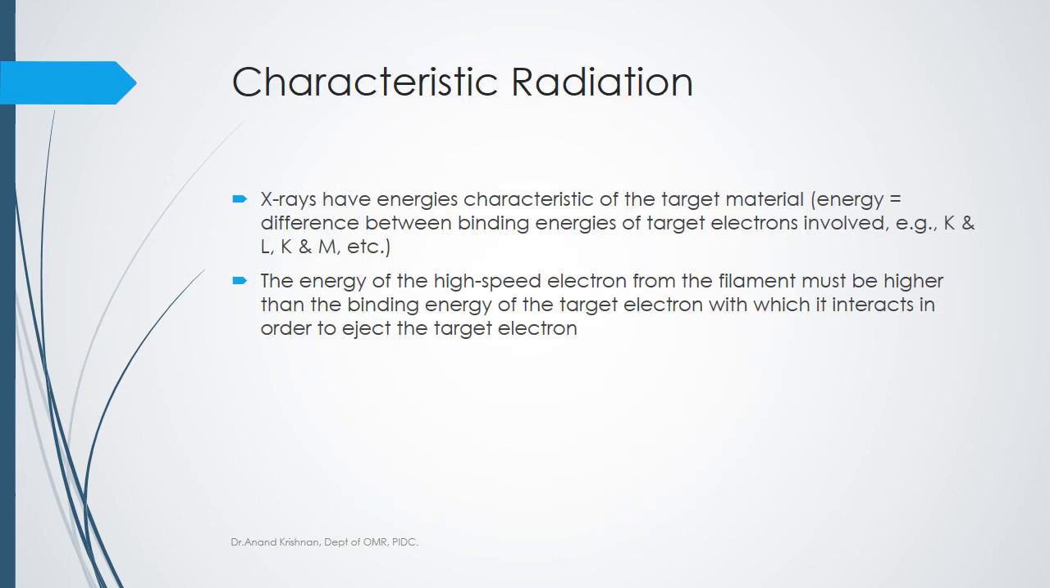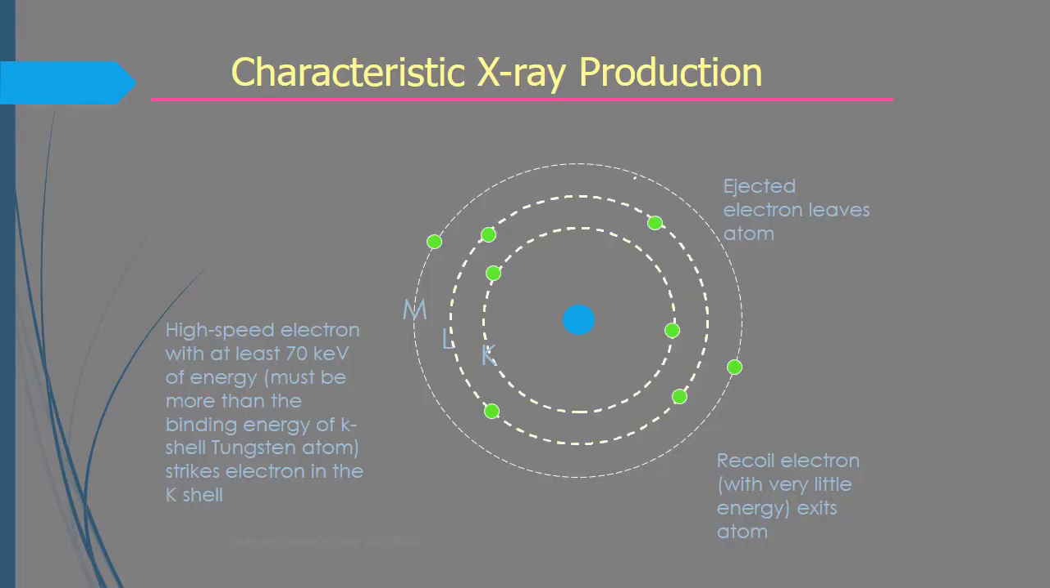Then moving on to characteristic radiation. Here X-rays have characteristic target material, so there is a difference between binding energies. This we solved already before. The energy of the high-speed electrons produced by the cathode must be higher than the binding energy of the target electron. We are particularly targeting an electron in a particular shell.